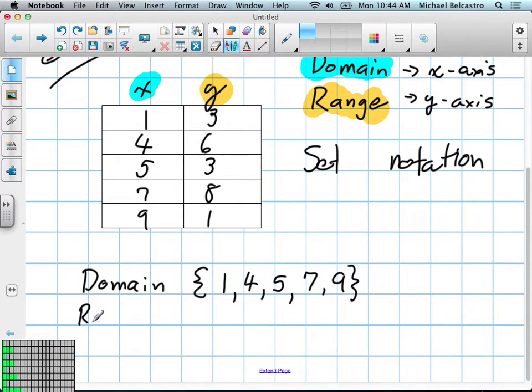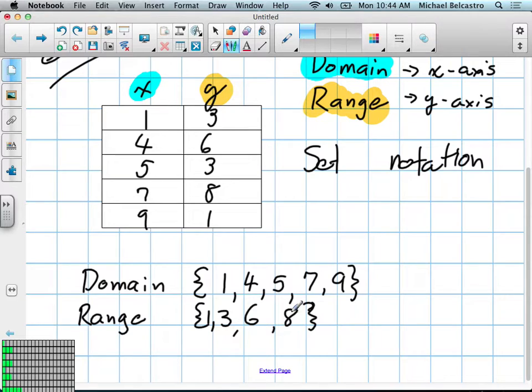Range is the exact same idea. We just put the y values in. Now, let's go through our y values. We have 3, 6. I have 3 again. I do need to repeat it? If that number has already showed up once, I don't write it again. We just write 3, 6. Skip over 3 since it's already been written. 8. And normally we do this in order, so I'm going to squeeze 1 back in the front there. So I have 1, 3, 6, and 8. You try to write them in from lowest to greatest values when we do this.